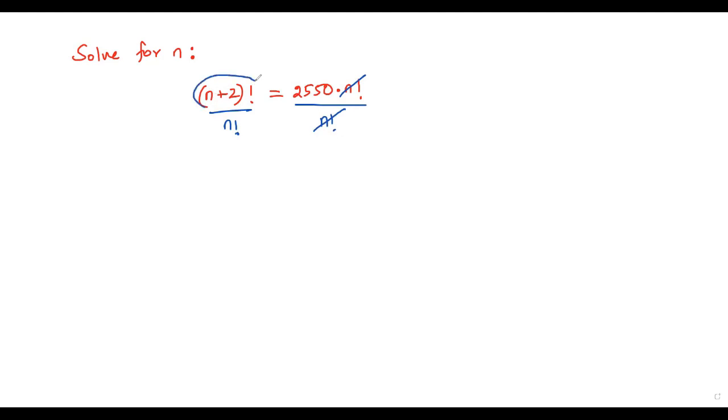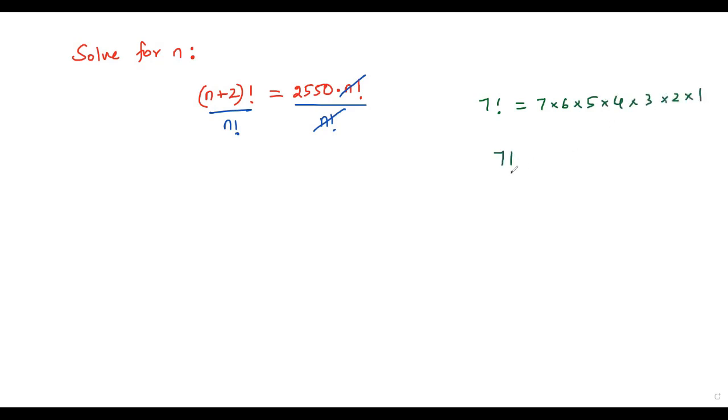Now what I'm going to do is, on the left side, expand this factorial, n plus 2 factorial. Usually, if I have a factorial, I want to expand it. For example, if I have 7 factorial, I'll write the numbers in descending order from 7. That is 7 times 6 times 5 times 4 times 3 times 2 times 1, up to 1 I have to write.